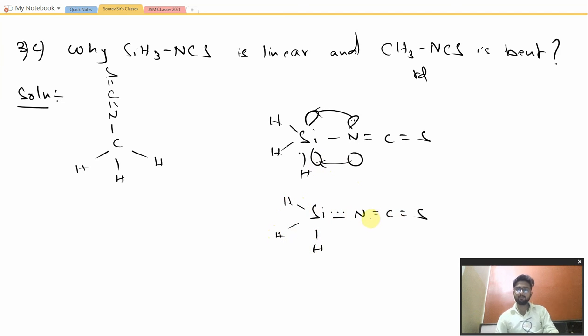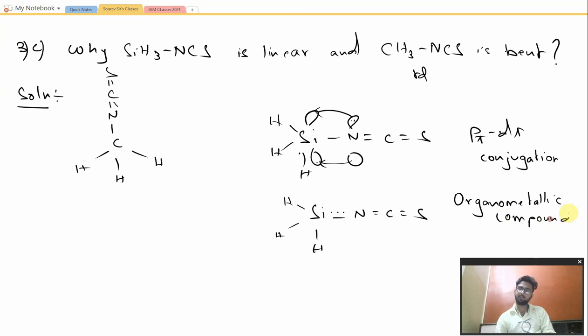Okay, so this species is formed not by delocalization of electrons, but the system occurring is pπ-dπ conjugation. This pπ-dπ conjugation is not as extensive as we observe in organometallic compounds. This is not an organometallic compound, and therefore the pπ-dπ conjugation is not so strong, but it is strong enough to make the molecule overall linear.